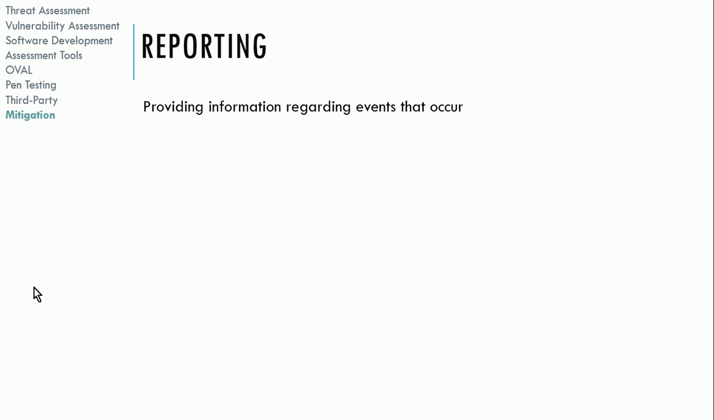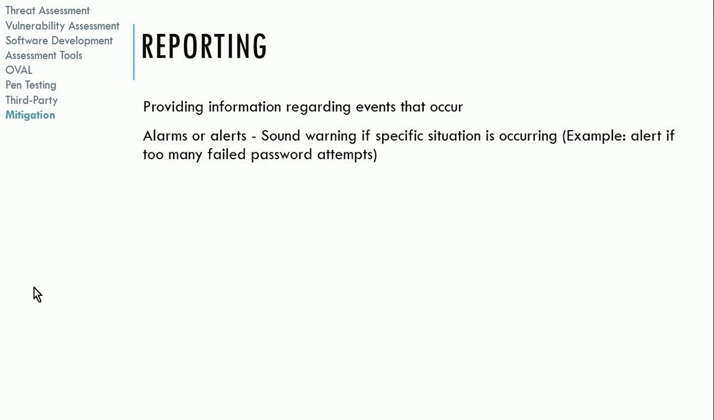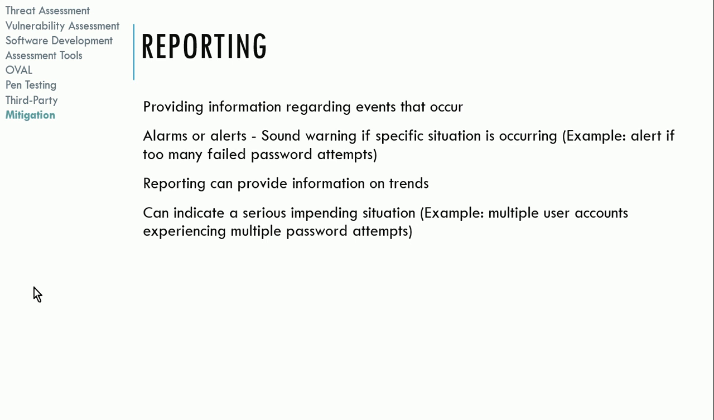And then finally, we have reporting, which is providing information regarding events that do occur. We can have alerts and alarms that tell us when something is happening. That's part of reporting. It can provide information on trends over time, like more people attempting certain types of attacks, or more port scans on the network. It can also indicate a serious impending situation, for example, multiple user accounts experiencing multiple password attempts, right? So somebody's trying to actively attack a system.